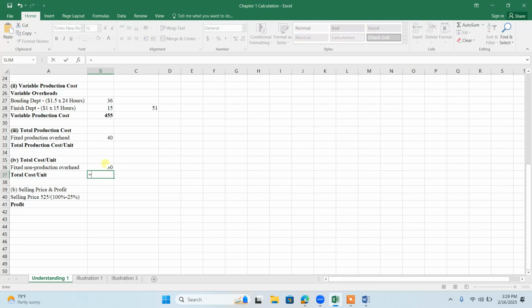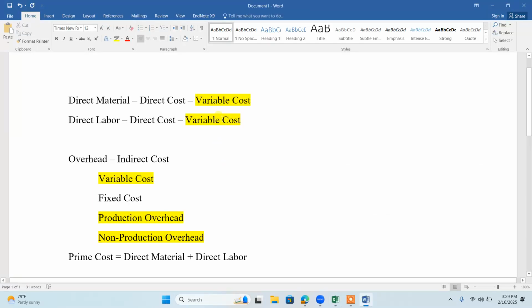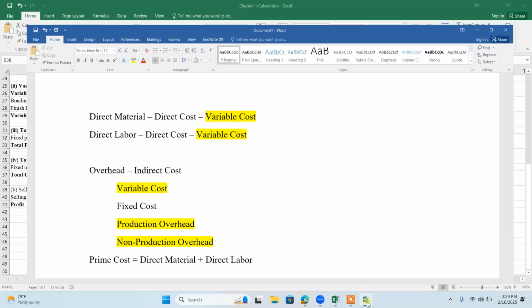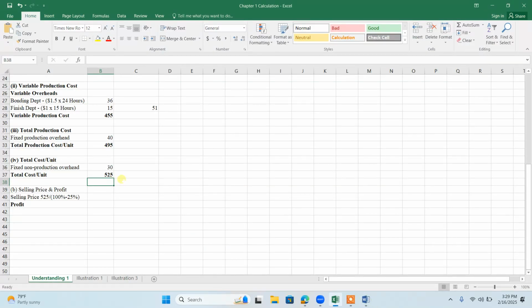Now we need to calculate the total one. So 445 we have already calculated. We did calculate the total production cost. Yes, this one 455 plus 40. This is the total production cost per unit, and this is the fixed non-production cost. So add these two together. 525. Now we have added all this yellow color cost, and the answer is 525. Hopefully you get it.